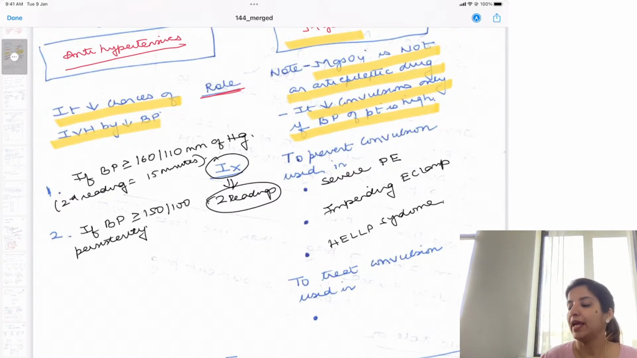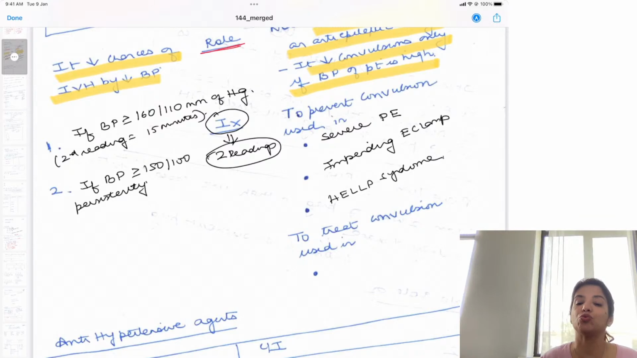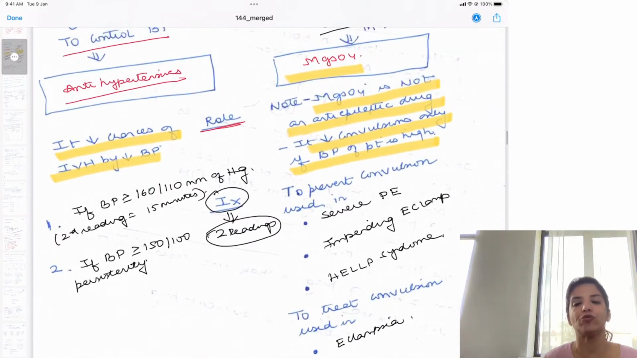In which condition are you going to use magnesium sulfate to treat convulsions? It will be used to treat convulsions in eclampsia, in patients of eclampsia, right? So the indication for using antihypertensive was if BP becomes more than or equal to 160 by 110 on two readings 15 minutes apart, or persistently BP is more than 150 by 100. The indications for magnesium sulfate are to prevent and treat convulsions, and I have told you. I will be telling you about the Pritchard regime. Don't worry, I will tell everything.